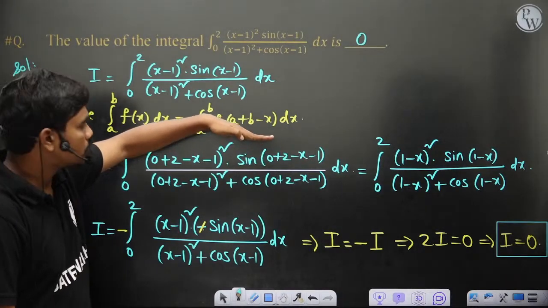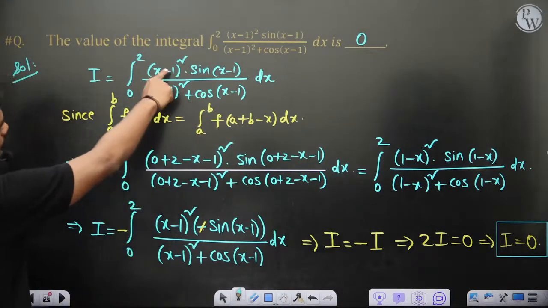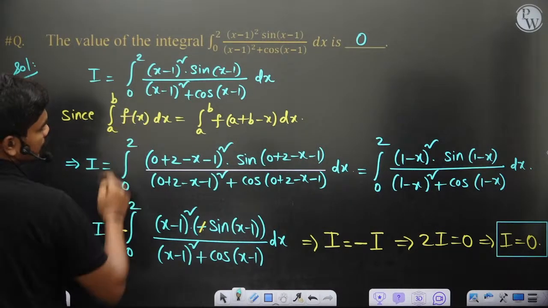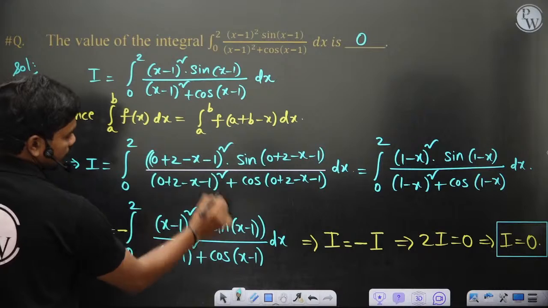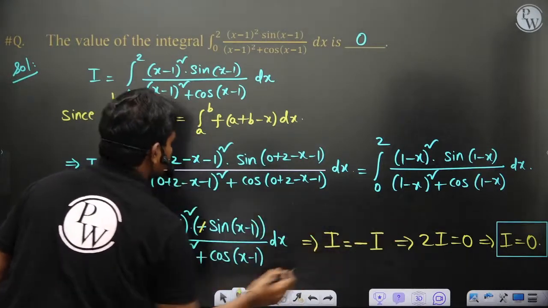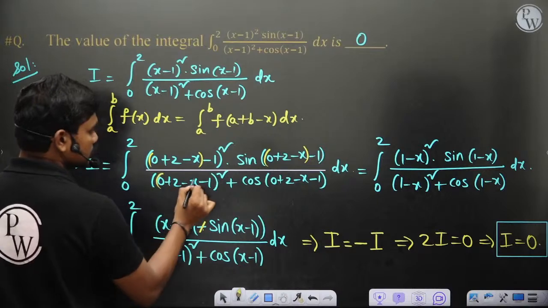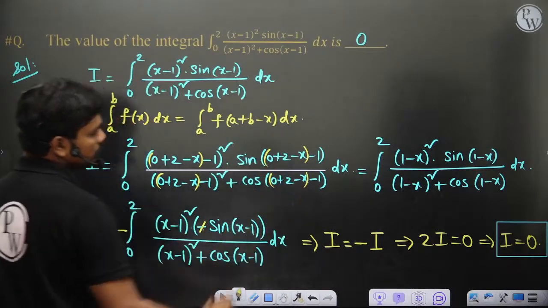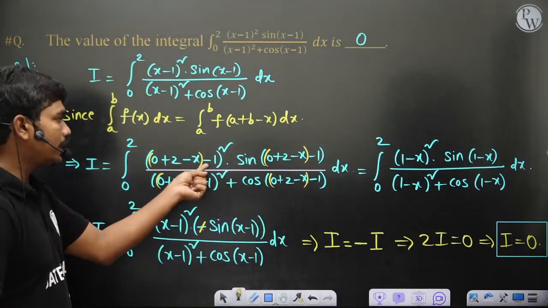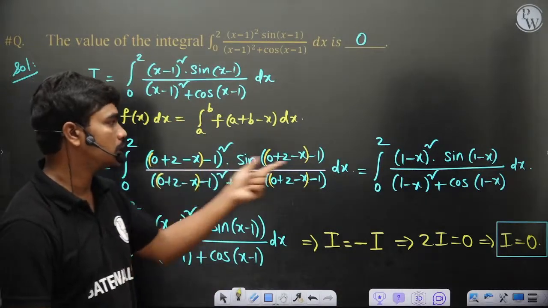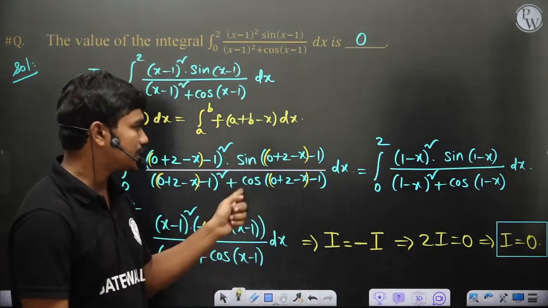Okay, so if this is clear, then what I have done is basically instead of this x, I can replace a plus b minus x. So that's why instead of this x, I have written 0 plus 2 minus x. Similarly here, instead of x, I have replaced 0 plus 2 minus x at all these places. So if you simplify, then 2 minus 1 is plus 1, so 1 minus x. So this complete bracket becomes 1 minus x, which is here. Similarly, each and every bracket becomes 1 minus x.